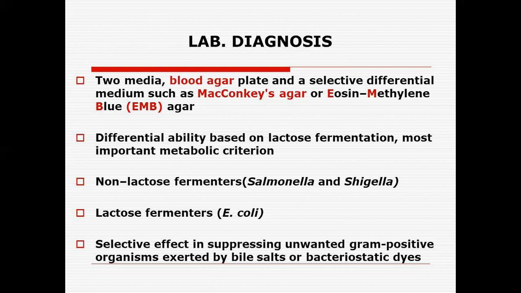Based on the fermentation or non-fermentation of lactose, we have two main groups: the non-lactose fermenters and the lactose fermenters. The non-lactose fermenters include Salmonella and Shigella, whereas the lactose fermenters include Escherichia coli. So, broadly speaking, the gram-negative rods of the Enterobacteriaceae family may be lactose fermenters or non-lactose fermenters. Lactose fermenters are like Escherichia coli. Non-lactose fermenters are Salmonella enteritidis and Shigella dysenteriae.